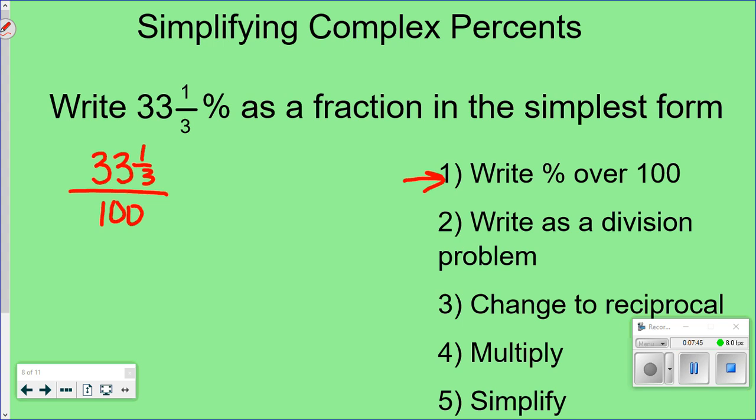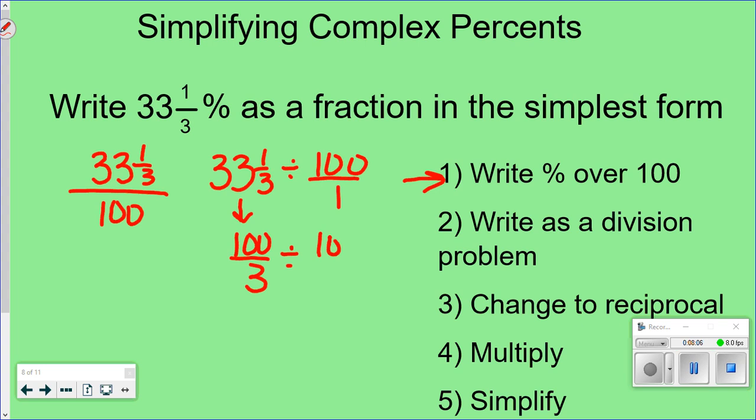The next thing is writing it as a division problem. So we just did this, okay? 100 is a whole number. I'm going to put a 1 with it, okay? The next thing I have to do is make this an improper fraction, though. So don't forget that. You have to make this an improper fraction. So like 33 times 3 is 99 plus 1 would be 100 over 3 divided by 100 over 1. So notice how I'm doing everything in steps. I like steps because I know I'm not forgetting something.